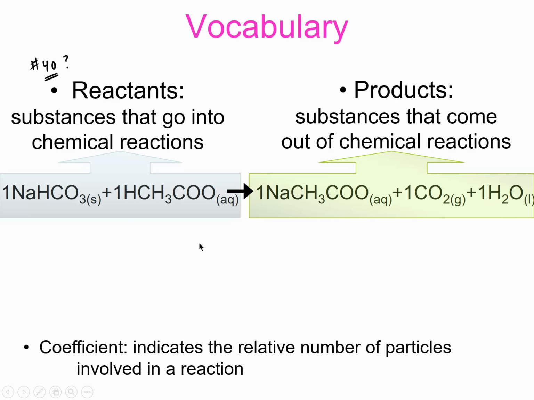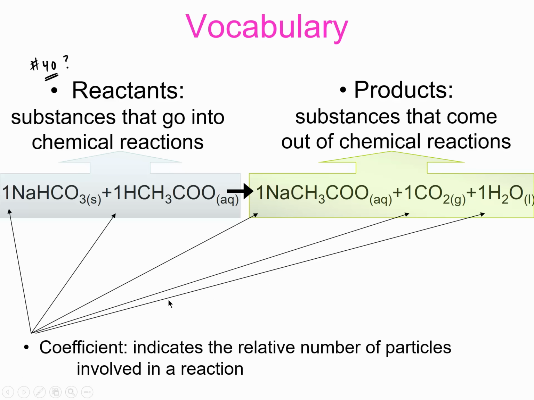So coefficients are these numbers. You'll see these numbers in front of the reactants and in front of the products. They tell you the proportions or relative numbers of particles involved in the reaction. So those are those numbers. You want to list these in your vocabulary section. So this may be 42. Again, double check. And then this would be 43.